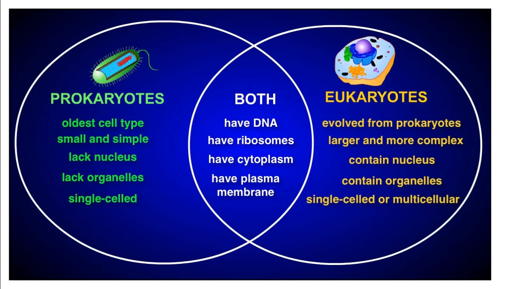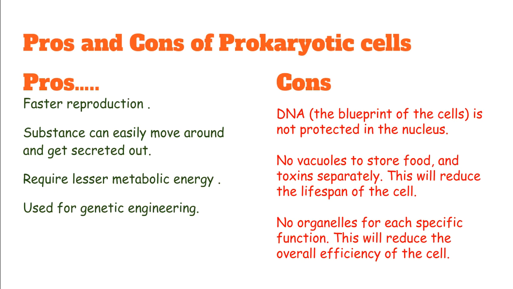Both eukaryotes and prokaryotes have DNA, ribosomes, cytoplasm, and plasma membrane. Prokaryotes have advantages associated with greater simplicity. They can reproduce rapidly. Substances can easily move around and get secreted out. They require less metabolic energy. Scientists love these cells because they are bona fide houses for genetic engineering studies.